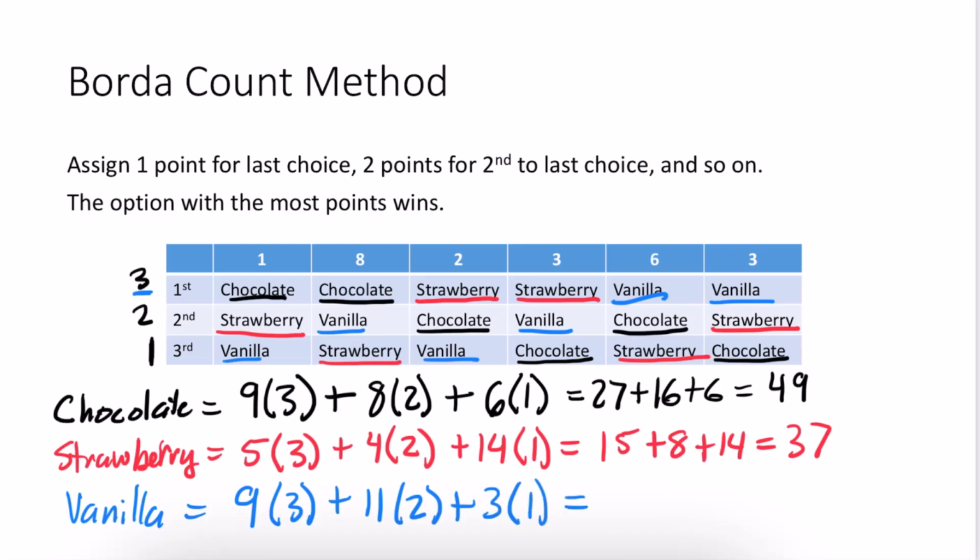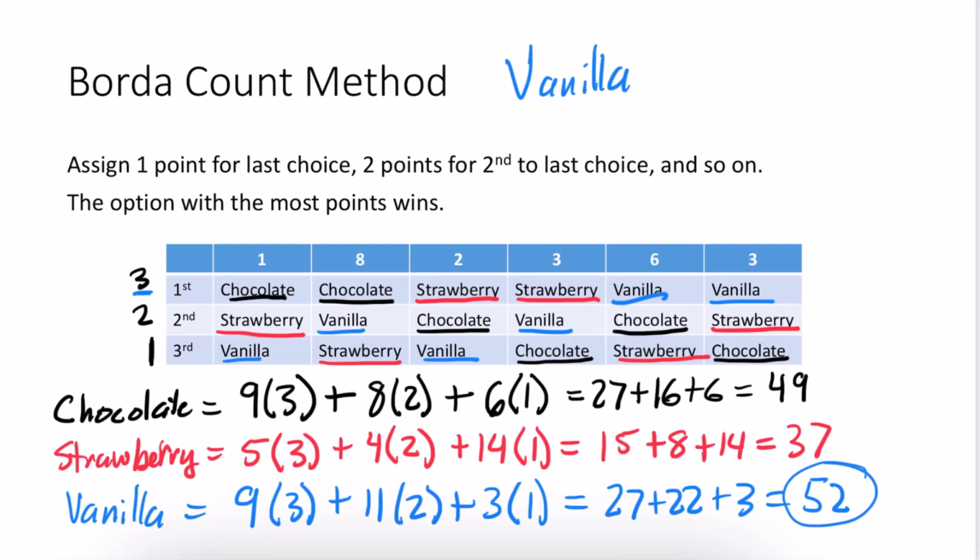Then to simplify this, we get 27 points from the first choice votes, 22 points from the second choice votes, and 3 points from the last choice votes. And when I add those up, I get a Borda count of 52 for vanilla. And so that means that vanilla would be the winner of the Borda count method because its Borda count was the biggest out of the 3 options.